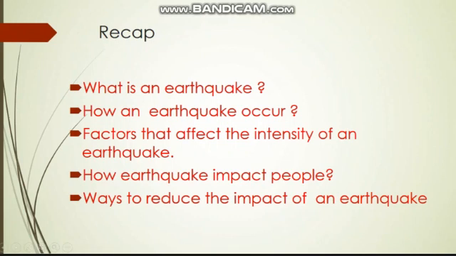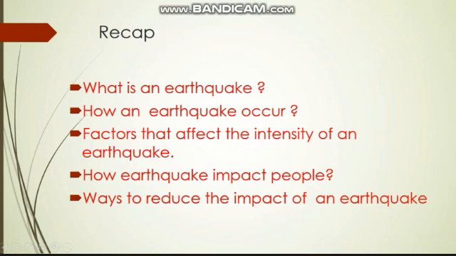We are done with what is an earthquake. Earthquakes are the tremors that occur in the earth's crust. How does an earthquake occur? It occurs when two plates buckle up and subduct, and these two plates can be of different density or of the same density. Next, the factors that affect the intensity of an earthquake.